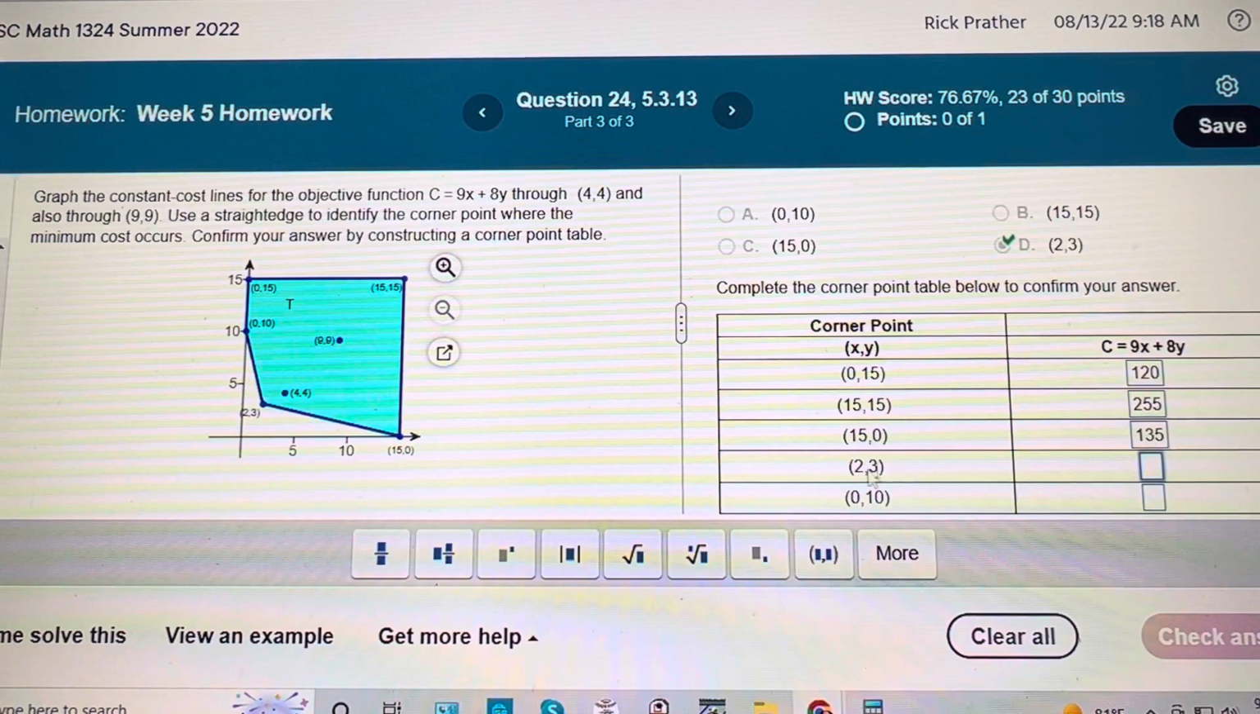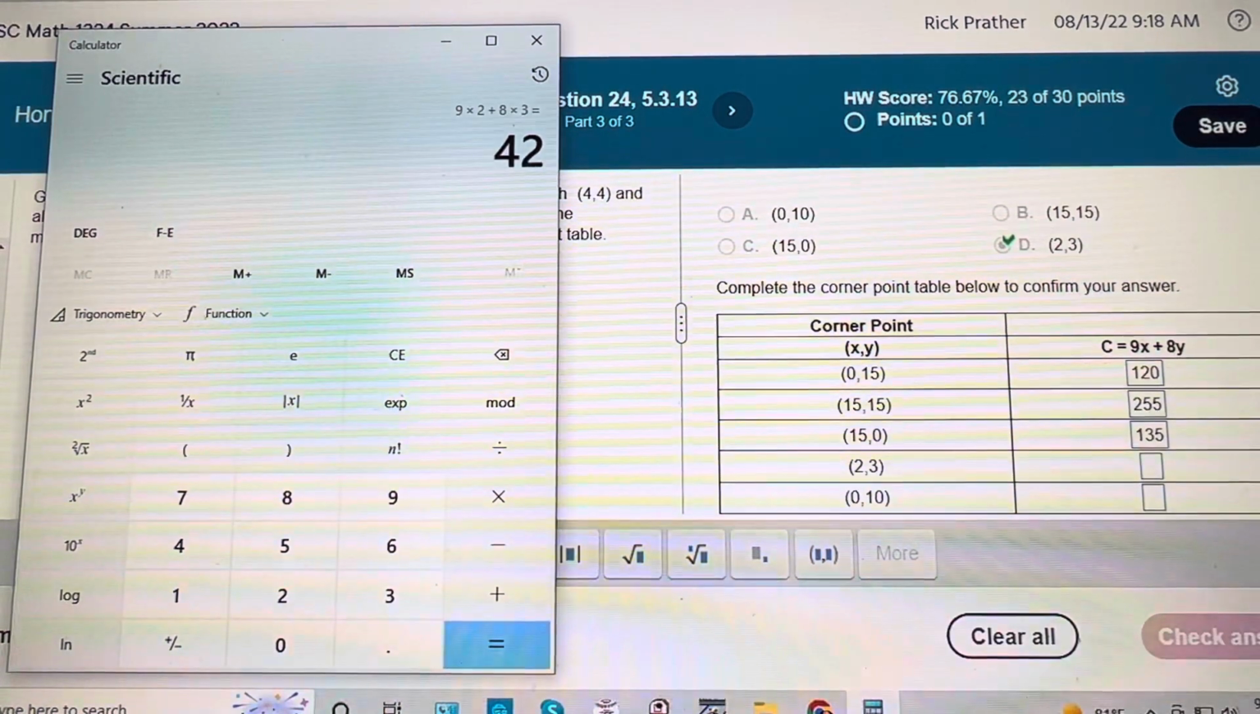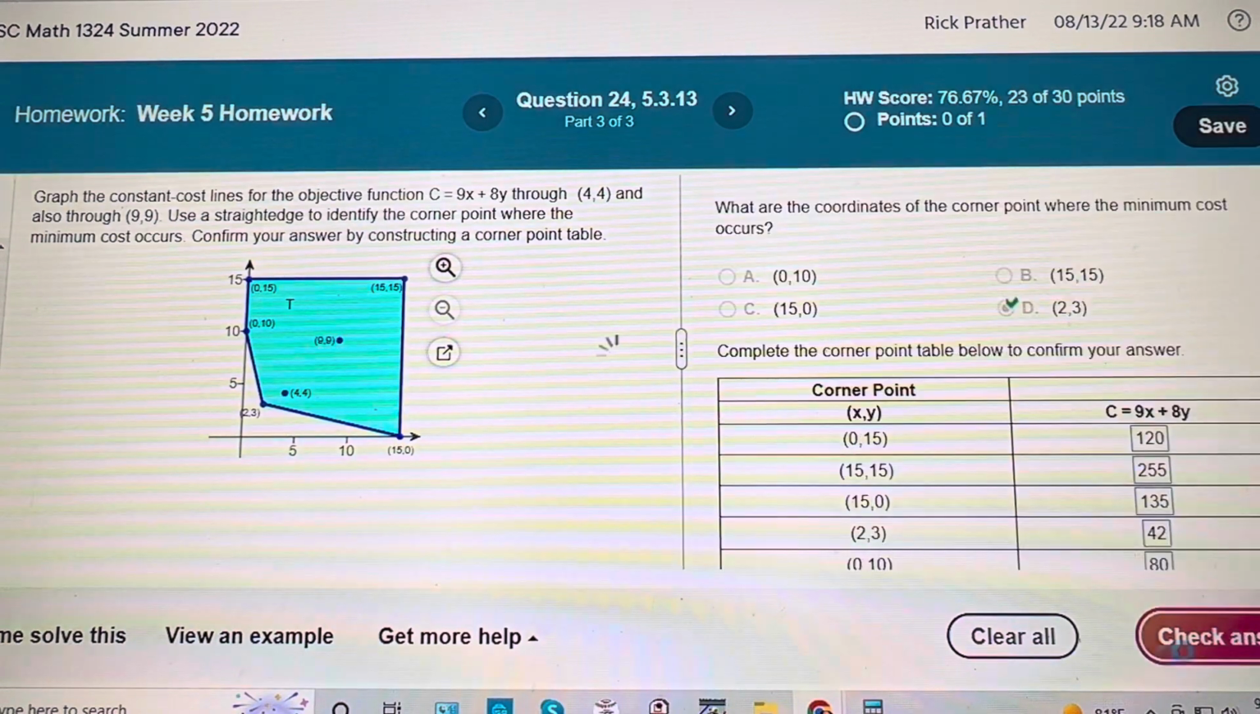Oops. Okay, 2 and 3, this was the minimum. So this should end up being the smallest answer here. 9 times 2 plus 8 times 3, 42. And finally, nothing times X and 10 times 8. 10 times 8 is 80. So yep, the 2, 3 corner point did have the smallest cost.